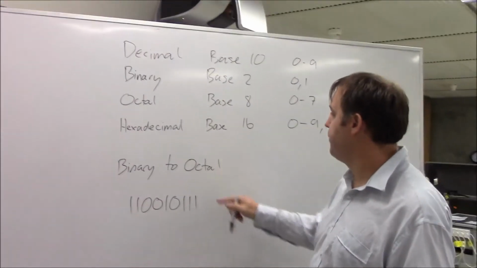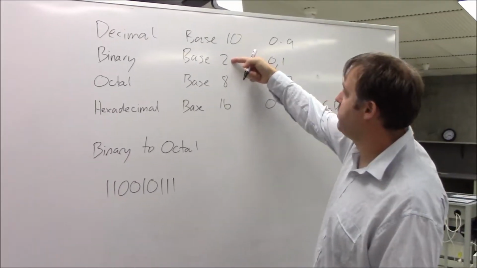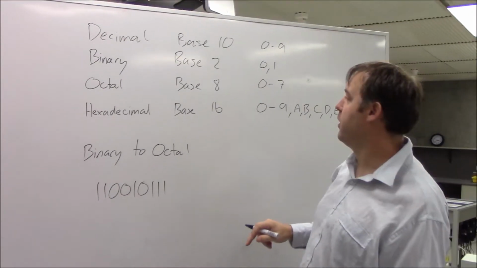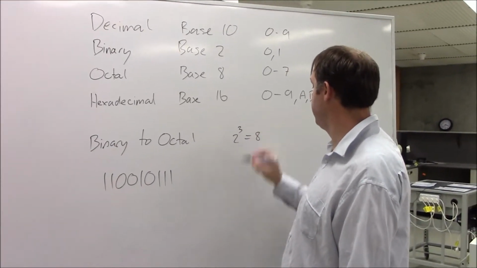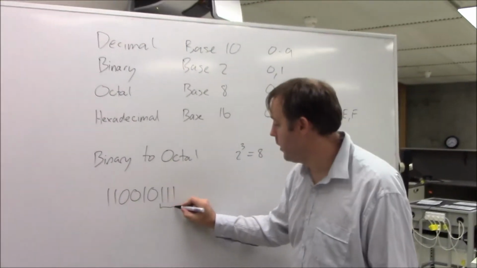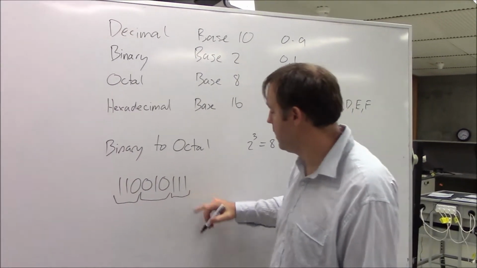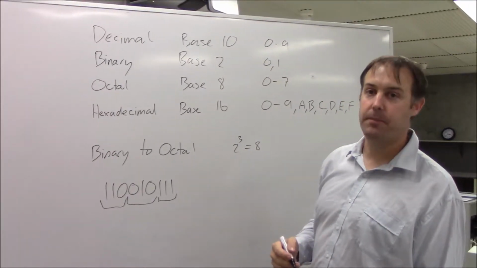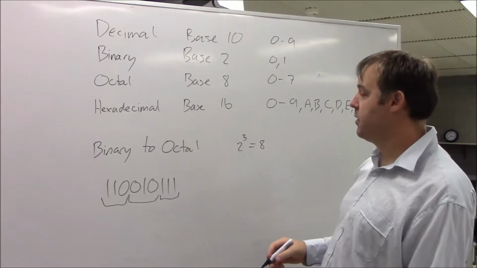Now, if you have a look at octal, octal is base 8, binary is base 2. How many times does 2 fit into 8? 2 cubed is equal to 8. So if I have groups of 3 binary bits, from the right, which is the least significant bit, each one of those is going to give me an octal character. So 111 is the largest octal character, which is 7.